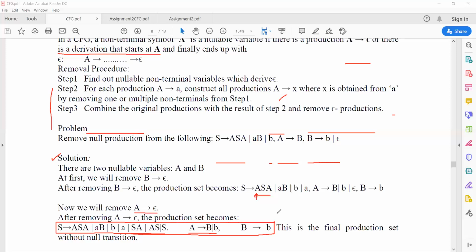Okay, so that is the basic discussion of how to remove unit production and null production. I hope that the examples will help you recall all the steps for the two types of removal schemes, for unit production and null production.